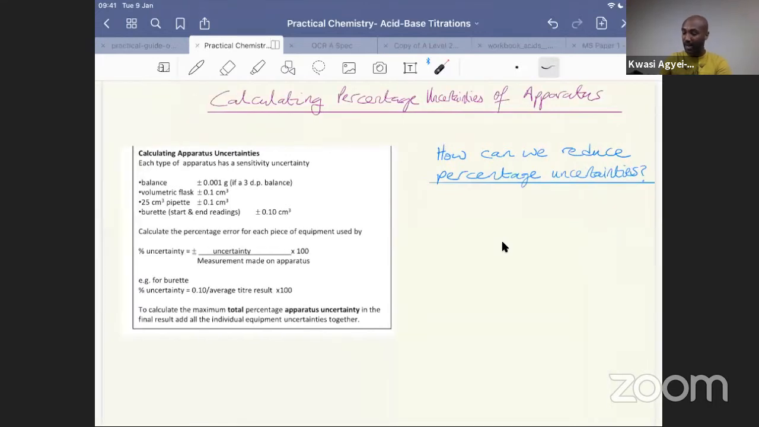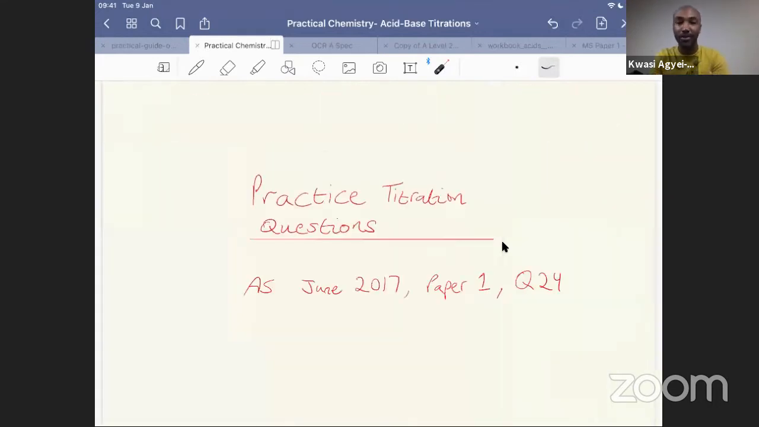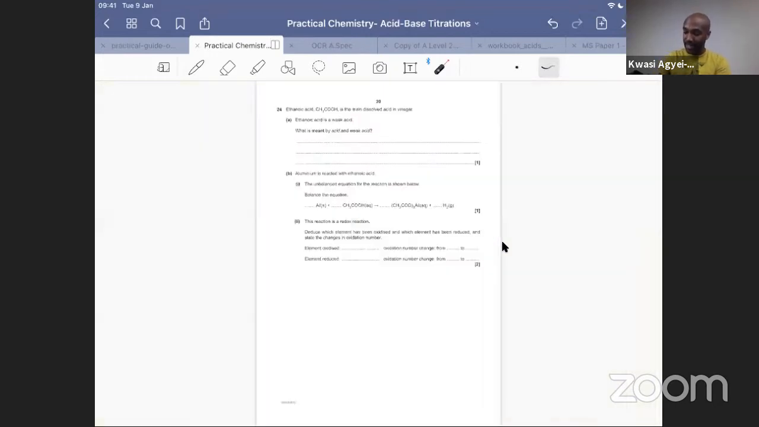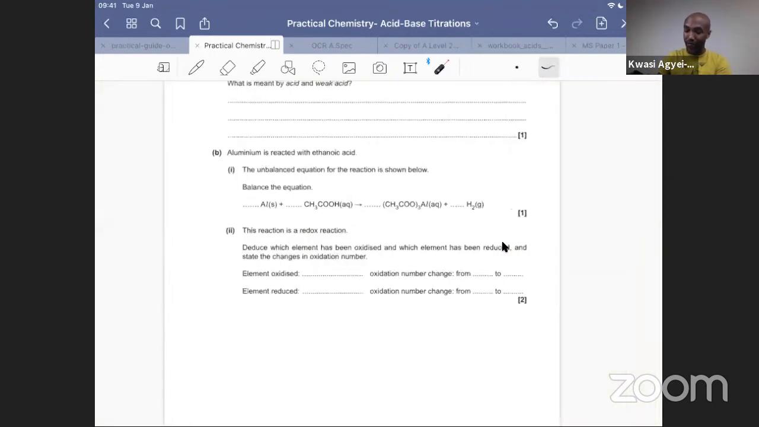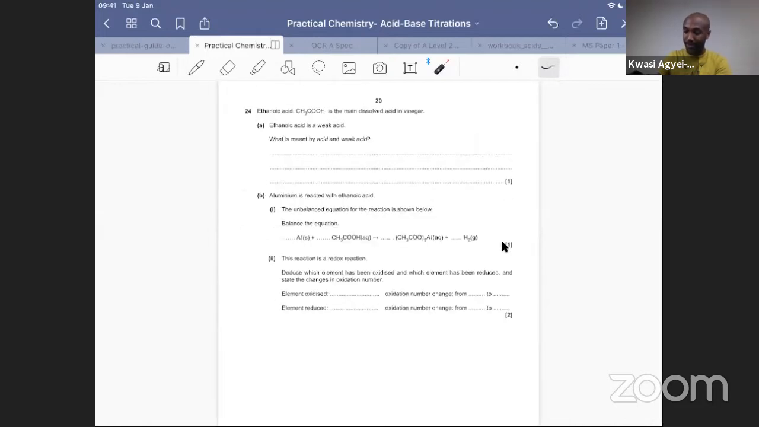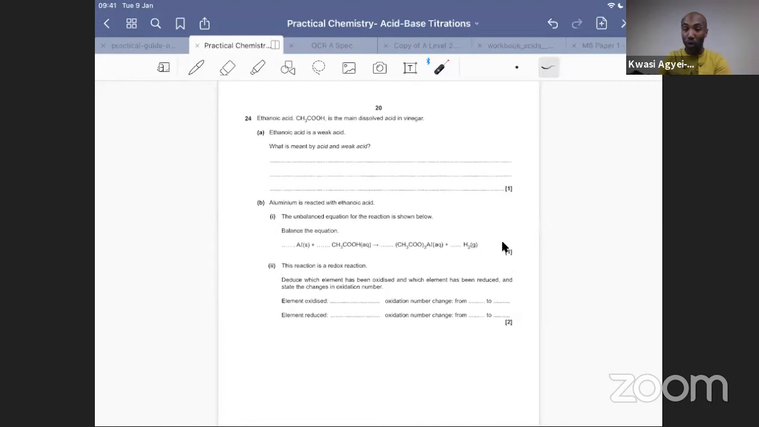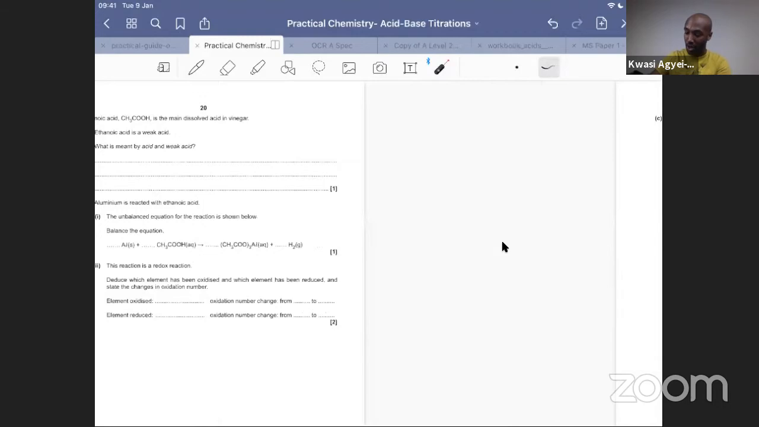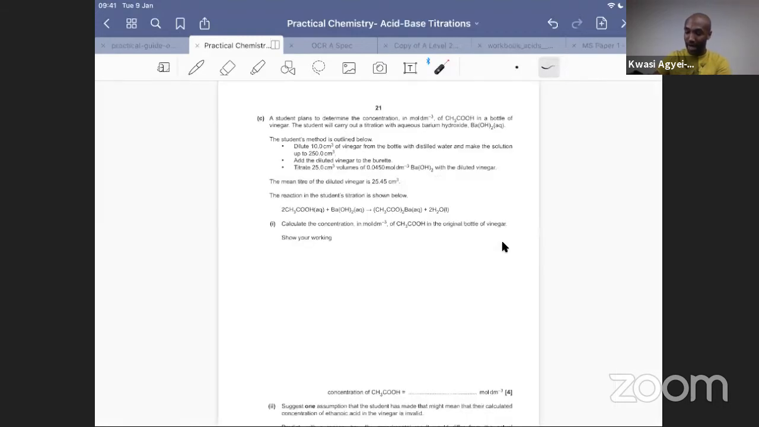Let's look at some practice questions to do with the titration, the sort of titration that we've just seen. So let's have a look at this question from the 2017 AS paper. This is question 24. We're not going to look at this bit on redox. We want to move on to the part on titration.